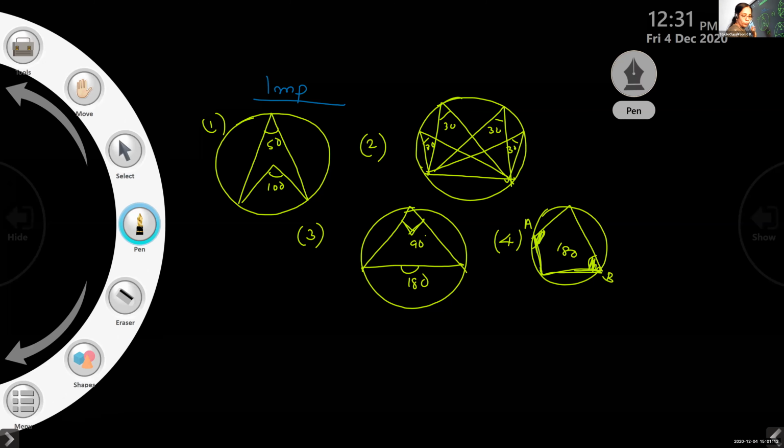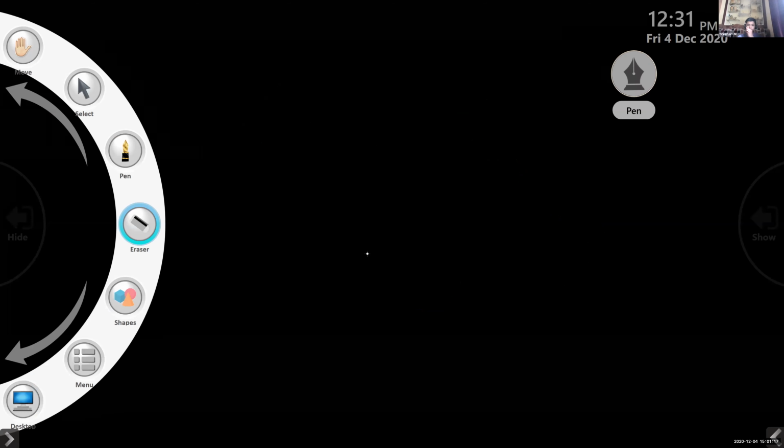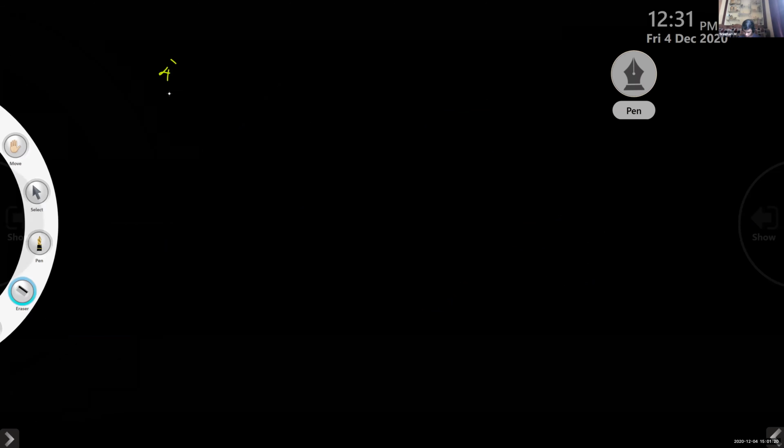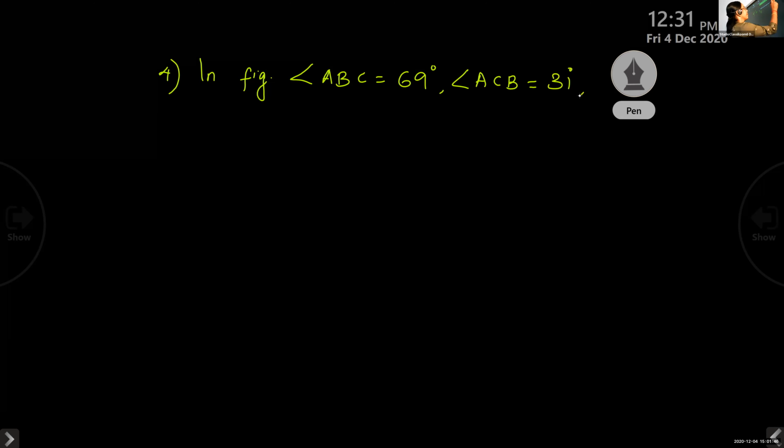Is it question number 2? Question number 4. Okay. In the figure, angle ABC equal to 69 degrees, angle ACB equal to 31 degrees. Find angle BDC.